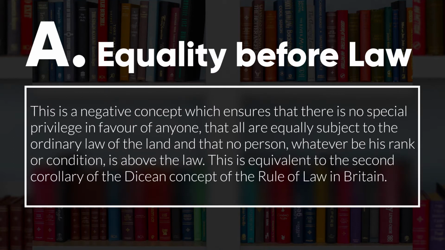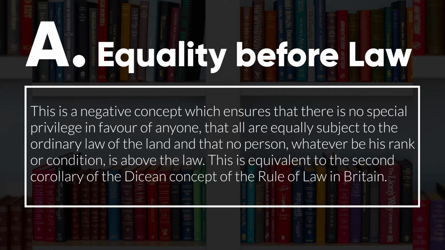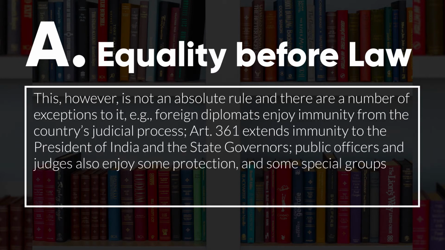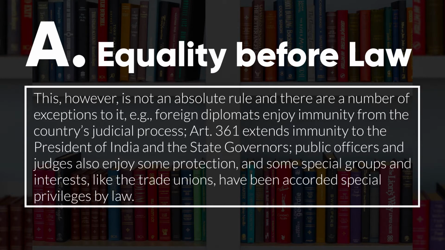A. Equality before the law. This is a negative concept which ensures that there is no special privilege in favor of anyone, that all are equally subject to the ordinary law of the land, and that no person, whatever be his or her rank or condition, is above the law. This is equivalent to the second corollary of the Diceyan concept of the rule of law in Britain. This, however, is not an absolute rule, and there are a number of exceptions to it.